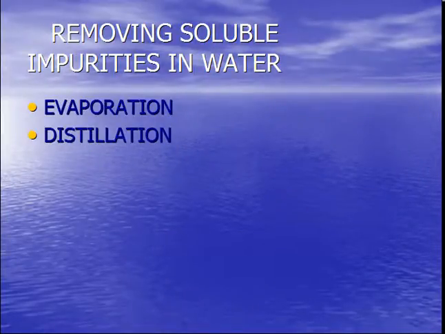Removing soluble impurities in the water. Soluble impurities can be removed from the water by evaporation and distillation. Now you will think, why evaporation and what is distillation?